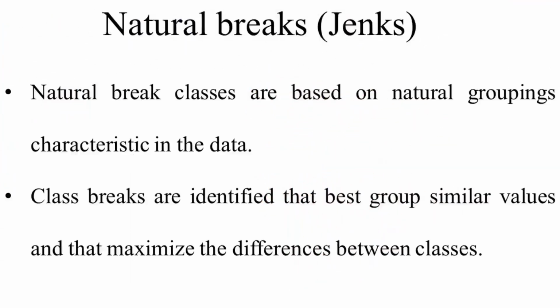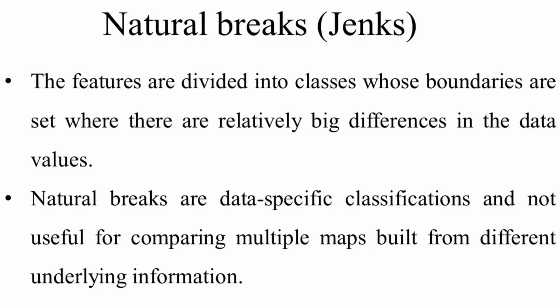Next is the natural breaks method, which is also called Jenks. Natural break classes are based on the natural grouping characteristics in the data. Class breaks are identified that best group similar values and maximize the difference between classes. The features are divided into classes whose boundaries are set where there are relatively big differences in the data values. Natural breaks are data specific classifications and not useful for comparing multiple maps built for different underlying information.